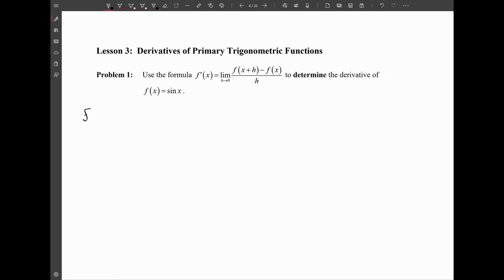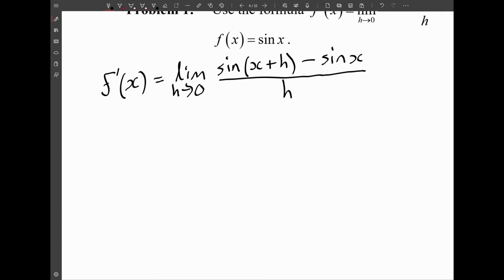So this is going to be f prime of x is equal to the limit as h goes to 0. So we're looking at our f of x plus h. Since f of x is sine x, this gives us sine of x plus h minus my f of x, which is just sine x, all over h. Okay, so now that we've got our setup, let's solve this thing down. Again, we know that we can't dive in right away and replace h with 0 because we can't divide by 0, so we need to do some fun limit stuff here.